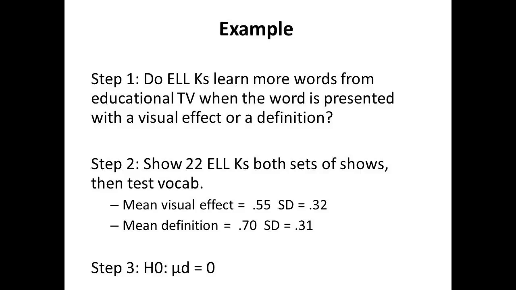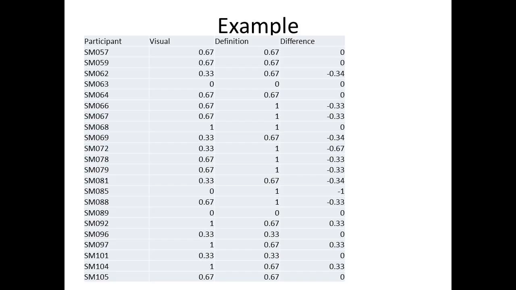Now, I've put the means for each category in here, but of course we can't do anything with just the means. For a related t-test, we need the raw data. So here it is. As you can see, we have their scores in each column and then a column with the difference.